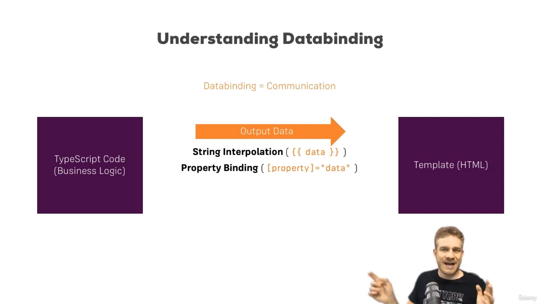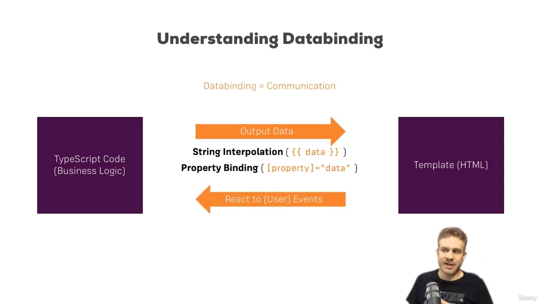Sometimes, though, the other direction is interesting too. If the user clicks a button, you can kind of think of the user clicking this button on the template because again, the template is the thing with which the user interacts, which he sees and where he's also able to click buttons. So if we click a button, we maybe want to trigger something in our TypeScript code. So now we need the other direction. And we can get this other direction. We can react to user events with event binding. So we can bind to, for example, a click event to execute some code whenever it occurs.